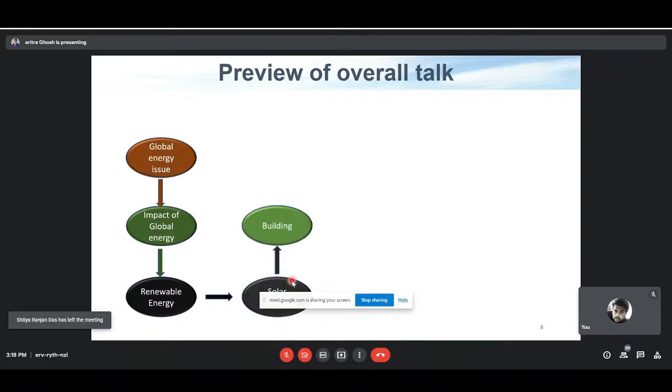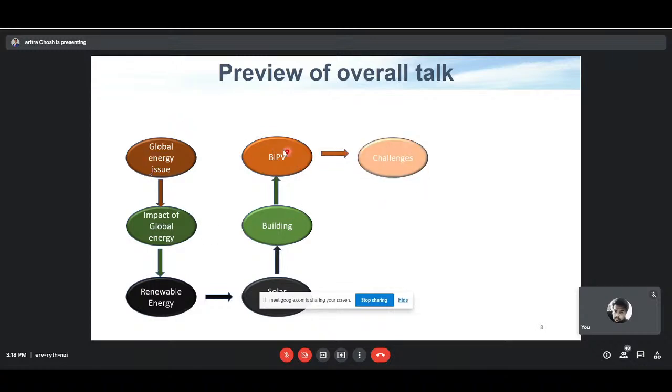And then I modified that. Okay, then there is a gap in the building sector. Then how can you employ solar energy in the building sector using BIPV technology? All of this so far is still in the literature review section. Then we have to find out what the challenges are out there and how I can provide a solution to those challenges. And this is my novel work, you can say. So this is the bigger picture.